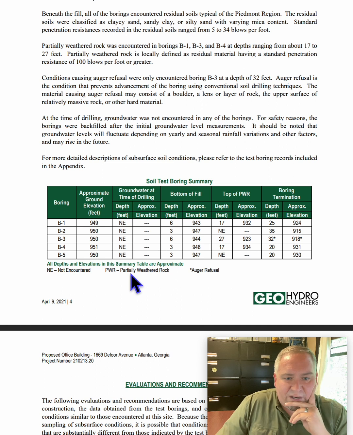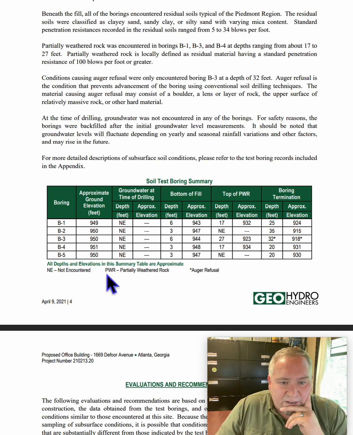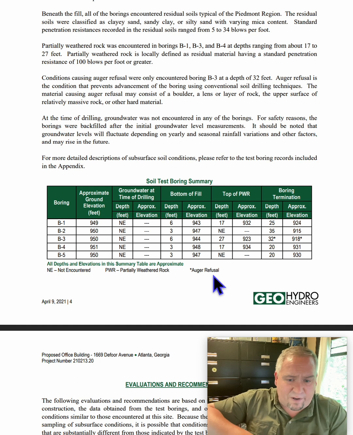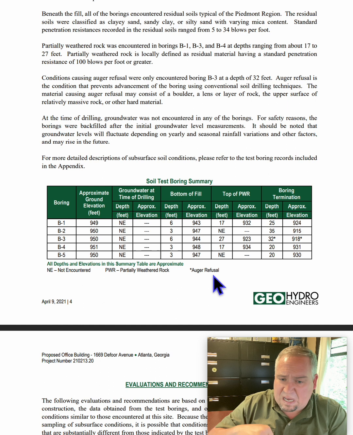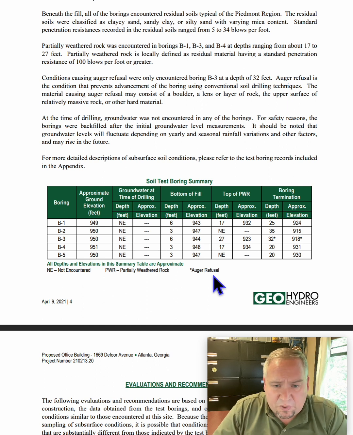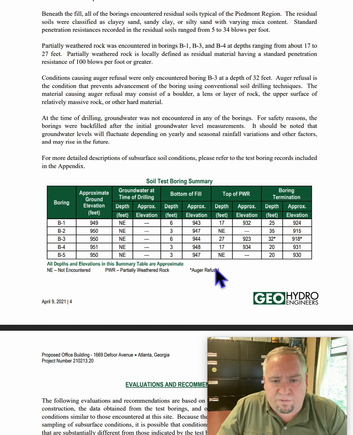If you'll notice, I went right down to my reference here. PWR, partially weathered rock. Auger refusal. Refusal means that essentially they got down on some hard stuff and they hit stone, rock. They were drilling it and it just would not go through. So they just put auger refusal. So they didn't hit auger refusal here, or they didn't put not encountered there.